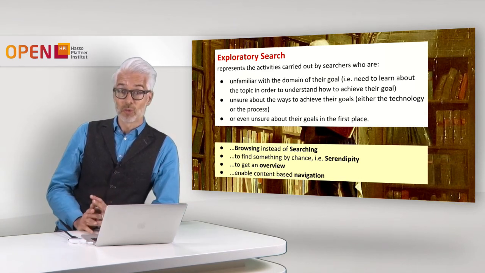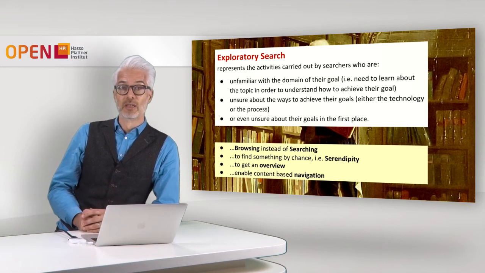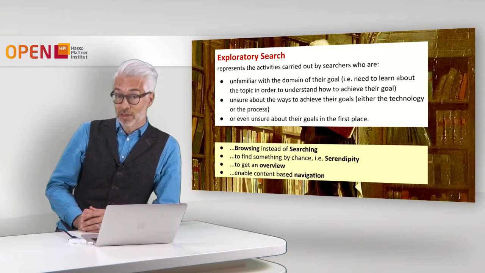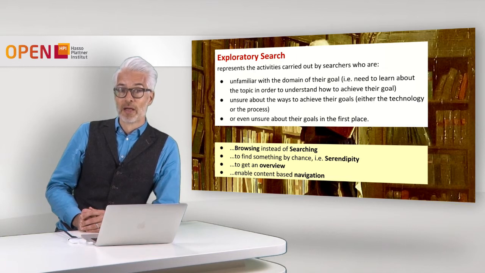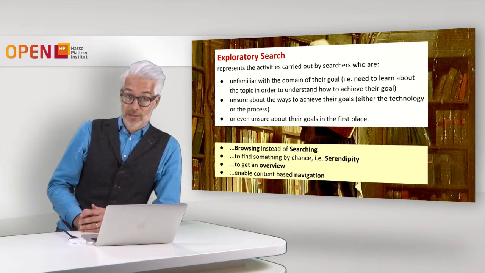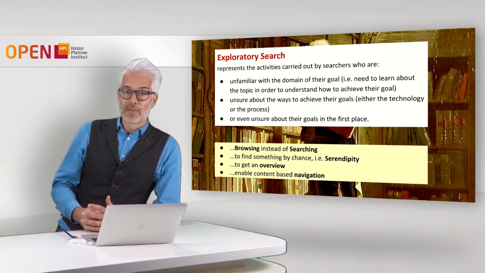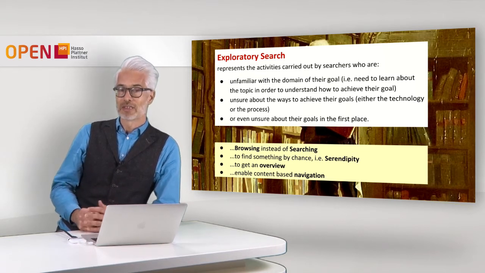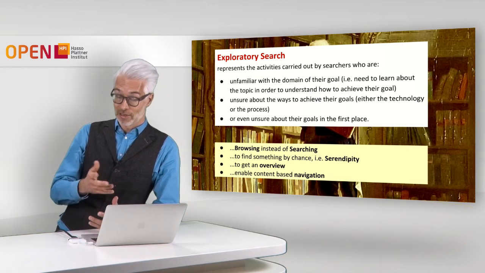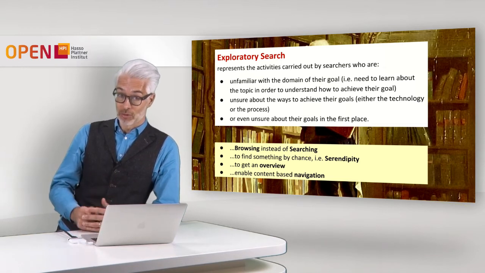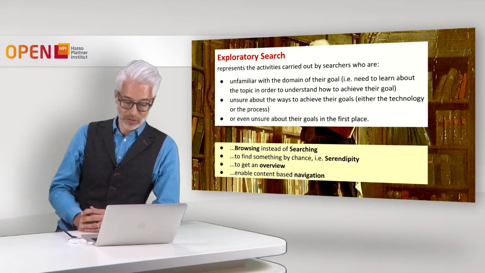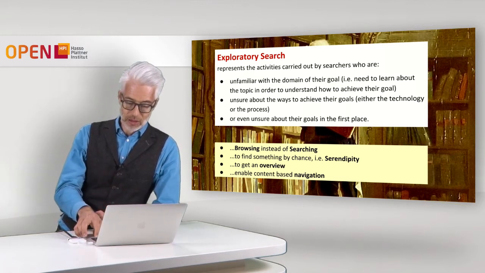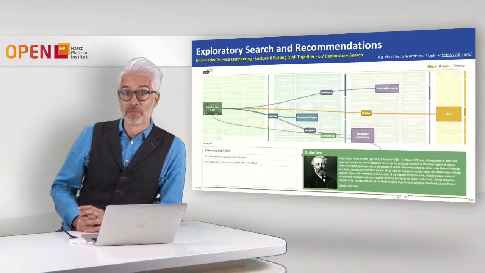These are situations that are explicitly characteristic of exploratory search. What you do there is more or less browsing instead of searching. And probably you find something by chance that you didn't expect, but that is of high interest for you. This interesting process is called serendipity. Sometimes you like to get an overview of what is out there, or you want content-based navigation that guides you in some way. This is like the organization in a shelf. You want to see things that belong together, that have similar content or that are related somehow. These are all ways to establish exploratory search.